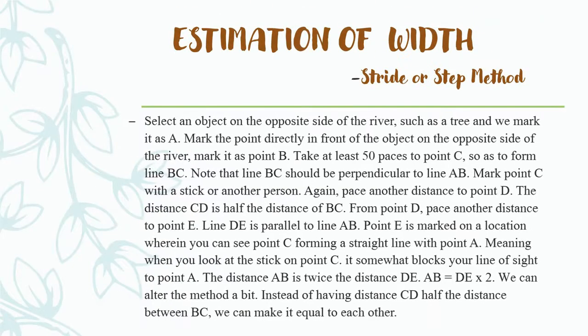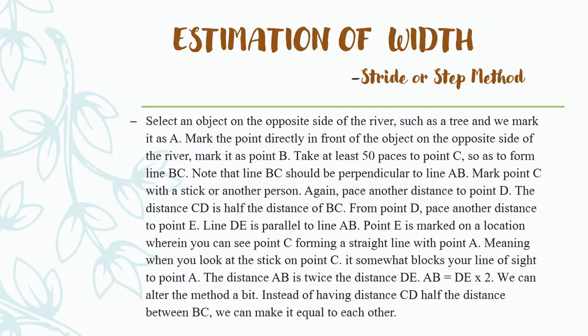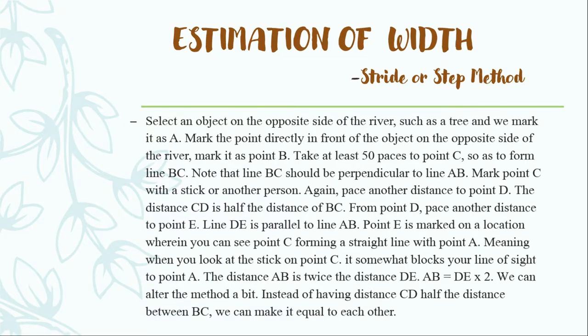Estimation of width, stride or step method. Select an object on the opposite side of the river, such as a tree, and mark it as A. Mark the point directly in front of the object on the opposite side of the river. Mark it as point B. Take at least 50 paces to point C, so as to form line BC. Note that line BC should be perpendicular to line AB.